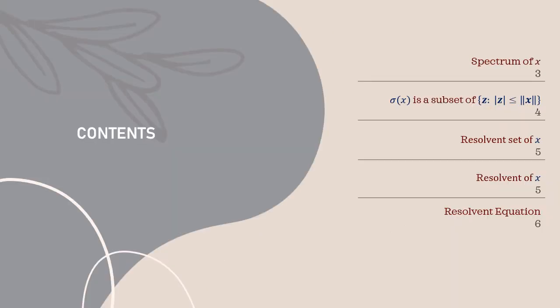What are the contents in part 1? This first part of Section 67 consists of certain definitions and a main result. The definitions are spectrum of an element X of a Banach algebra A. Then the spectrum sigma of X is a subset of the closed disk in the complex plane. Then we are going to see resolvent set of X and then resolvent of X. Finally, we will derive the important relation known as resolvent equation.